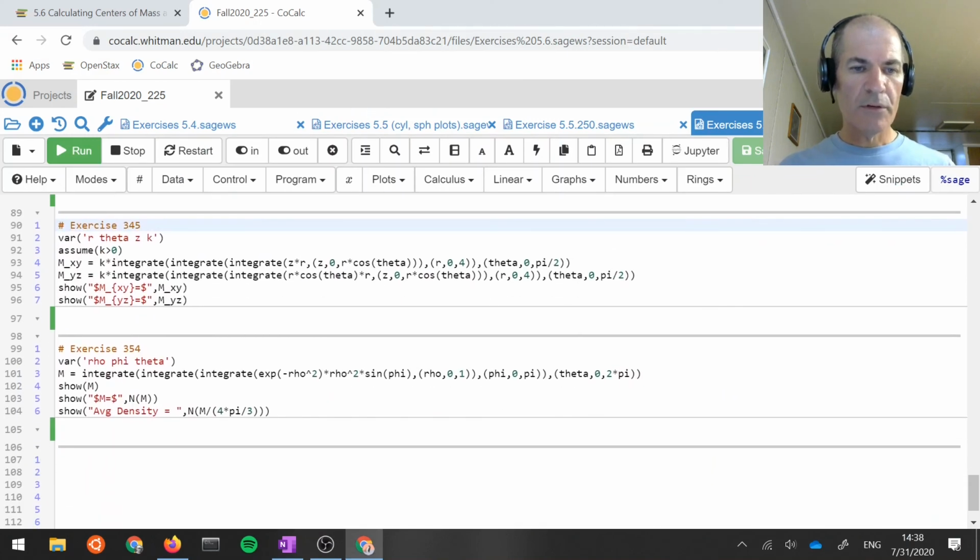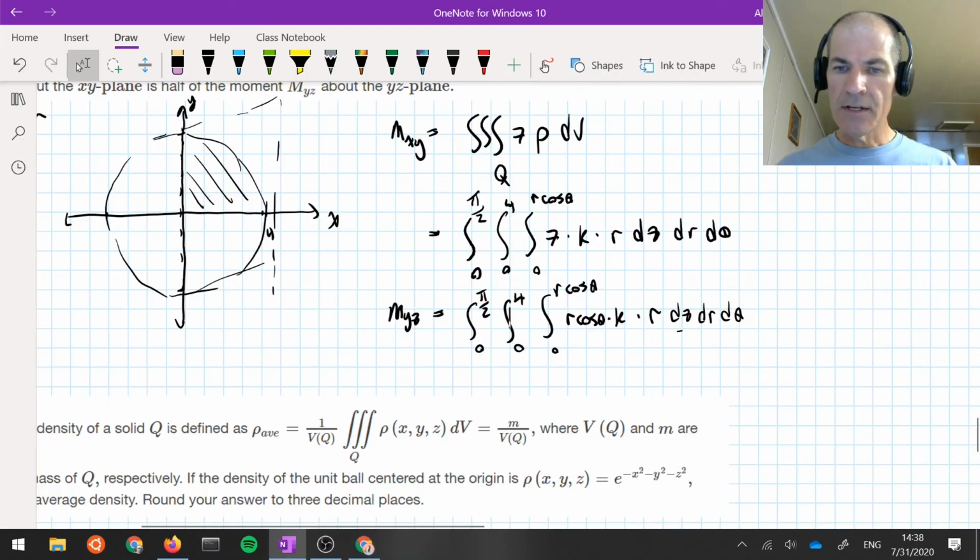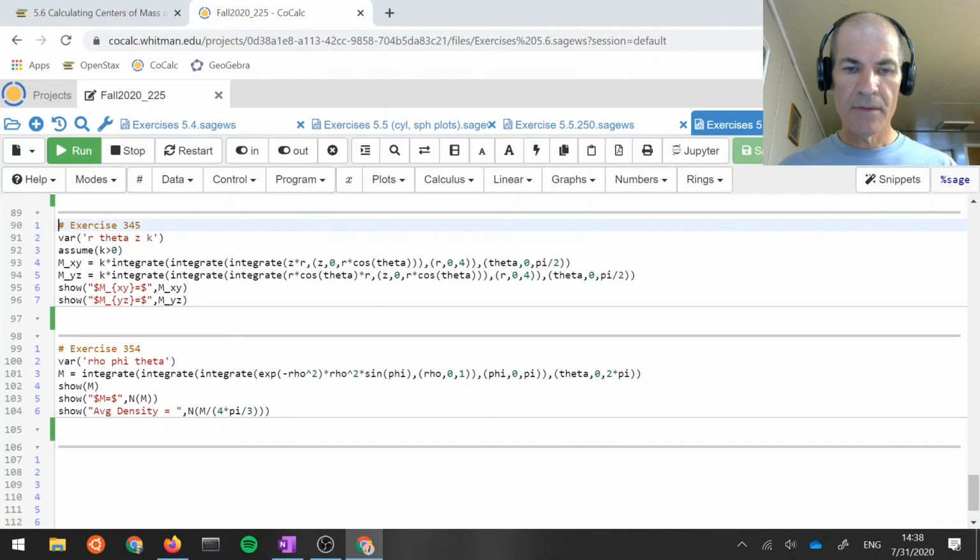In problem 345, the variables I'm using are r, theta, z, and that constant of proportionality. I'm going to assume the constant of proportionality is positive just because it might make life easier. The moment about the xy axis is, of course, the density function, which is a constant, comes all the way out. This triple integral of z times r, the k came out. Z goes from 0 up to r cosine theta, r 0 to 4, theta 0 to pi over 2.